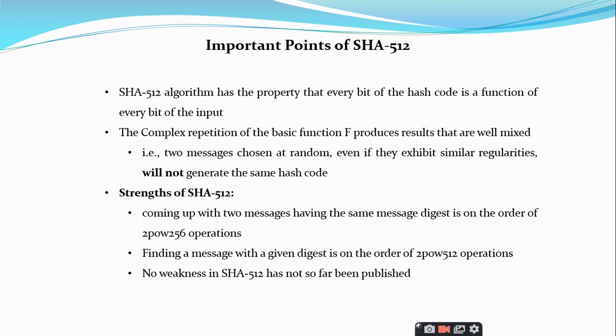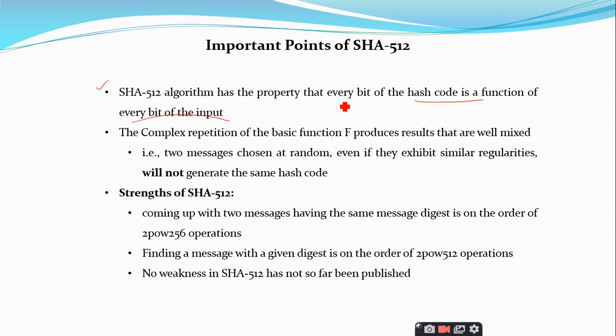And coming to the last point of our discussion, what are the important points of SHA-512? Very important. SHA-512 has the property that every bit of the hash code is a function of every bit of the input. So, we are not going to neglect any bit. Every bit of the 1024 bits of the input is going to take part in the generation of the hash value. This is how SHA-512 is designed. Every bit of input is going to take part in the generation of the output, that is the message digest.